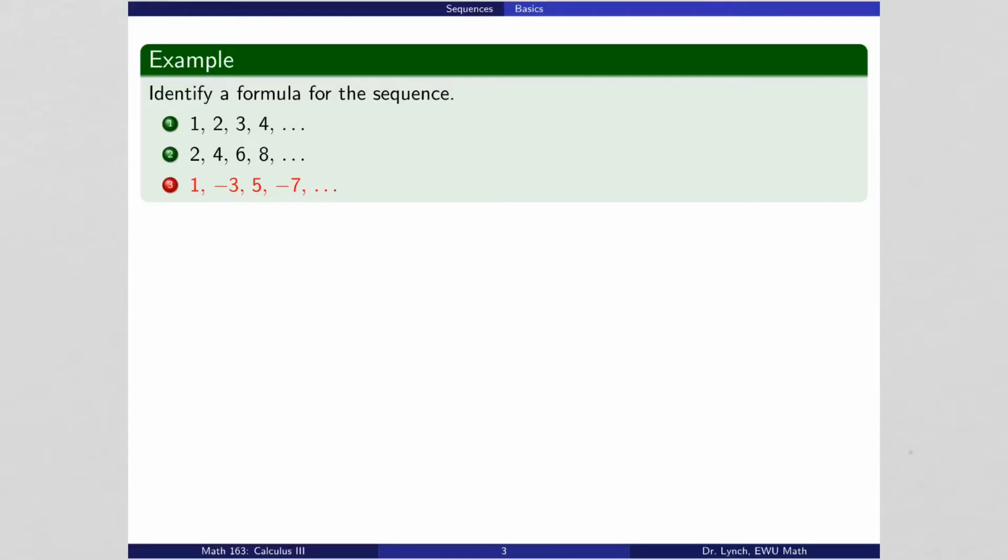In the third example, we have the odd numbers with one new wrinkle here, the sign flopper. Now there are some different ways to represent the sign flopper. The easiest way to represent the sign flopper is with a power of -1. So in this case, we'll go ahead and take our sequence to be -1 to the n plus 1 times 2n minus 1.